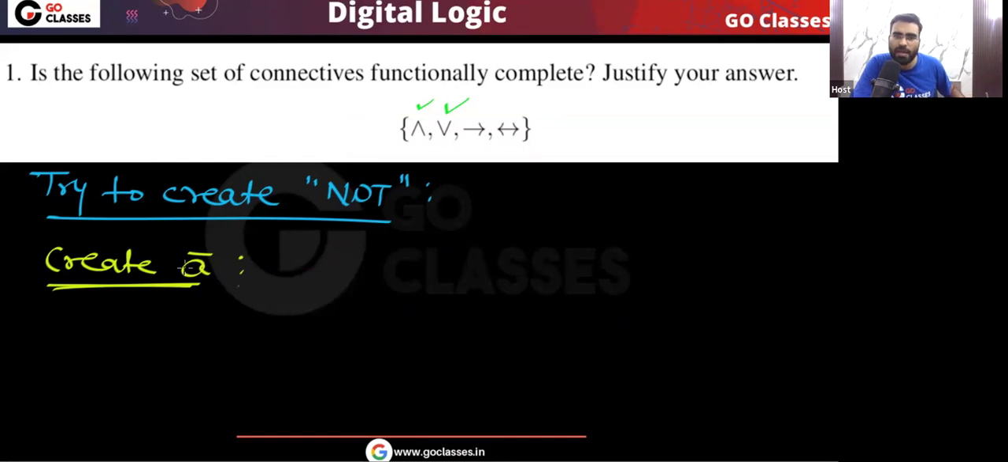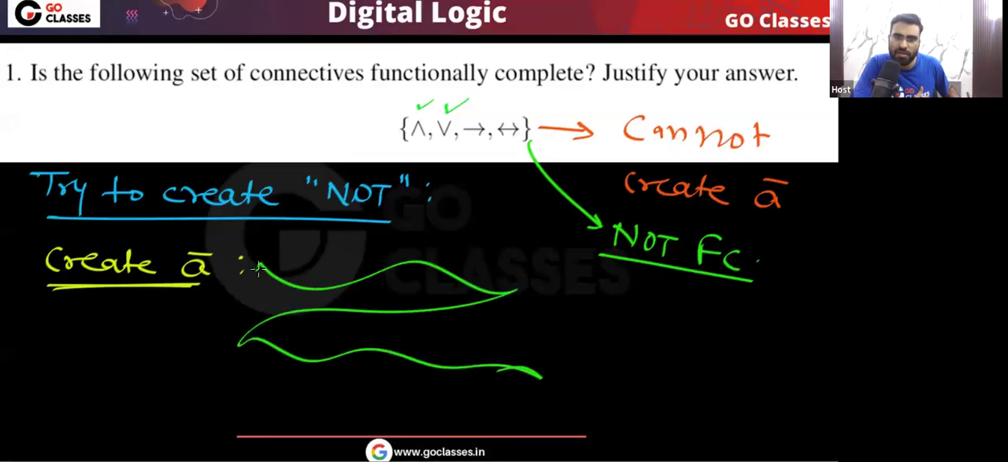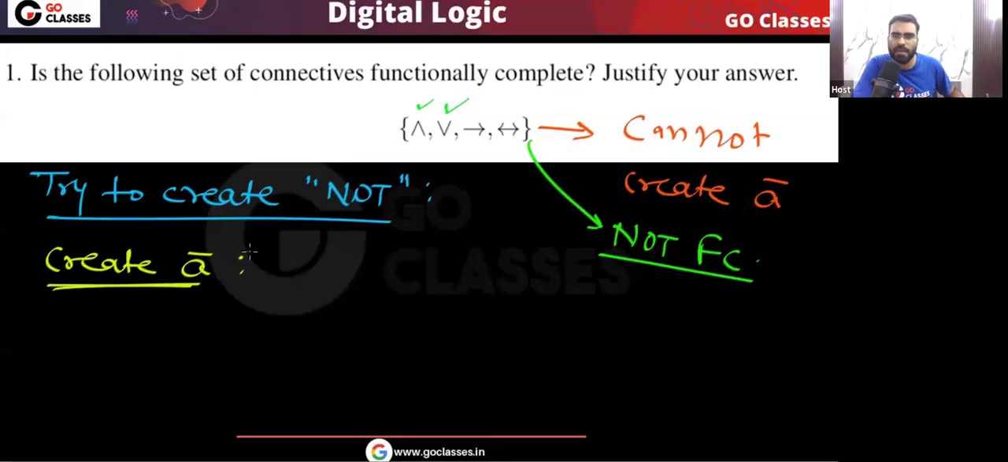Yes or no? Actually, let me tell you, after some time you will see this: you cannot create A bar. Take my word for it, you cannot create A bar. Actually this is not functionally complete. Okay, we will see, don't worry. But my question is, how much time will you waste trying to create A bar? After some time I will tell you, you cannot create A bar, this is not functionally complete.